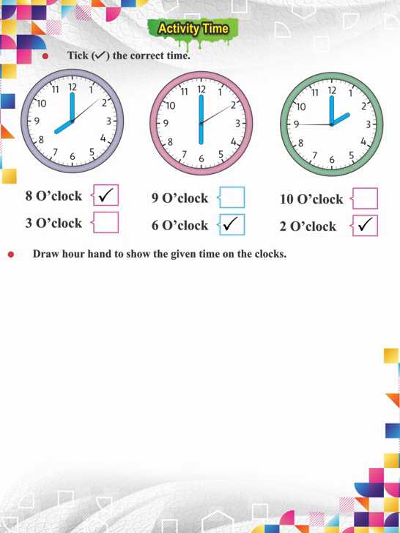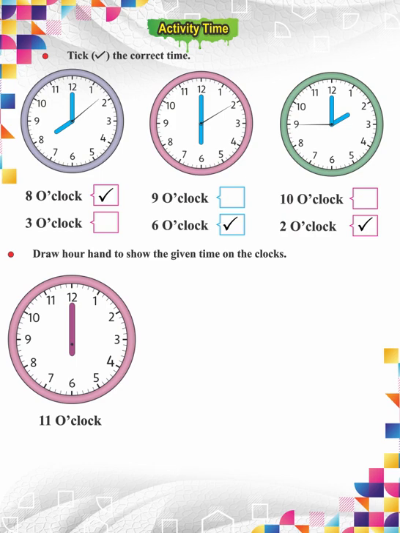Draw hour hand to show the given time on these clocks. From left to right in the first clock, draw the hour hand from the central point to the digit 11. It will show 11 o'clock.